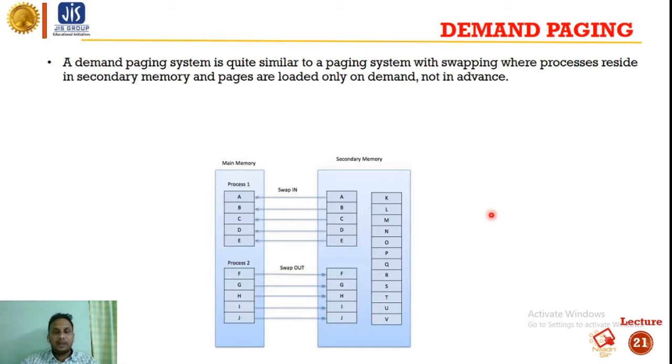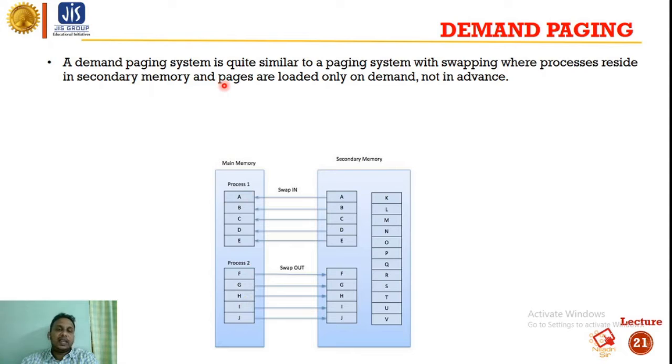So this is the demand paging. What is demand paging? Suppose this is the main memory, this is the secondary memory. Suppose this is process 1, this is process 2. You can see that there are multiple parts of this process, and these are the multiple parts of process 2.